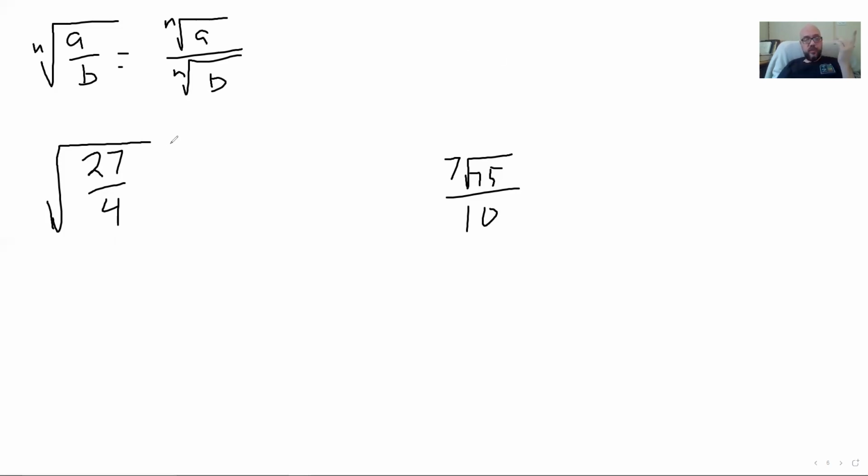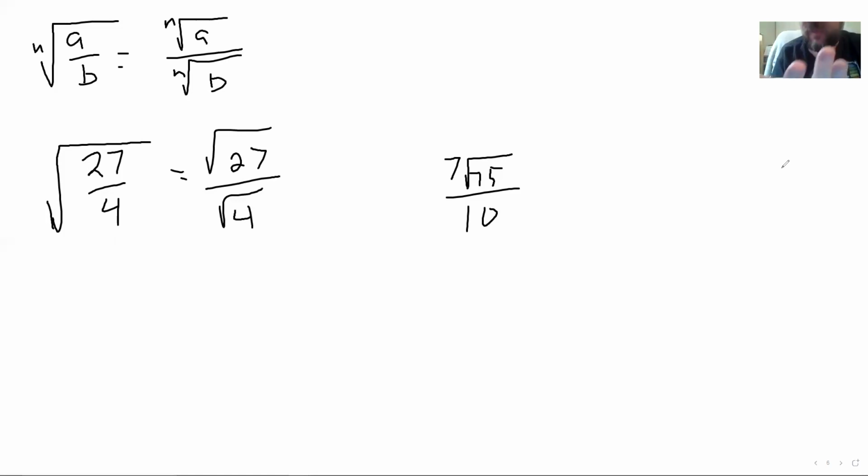So something like this, the square root of 27 over 4, I can split that up into the square root of 27 over the square root of 4. And that's useful because square root of 4 is 2, right? I don't need a radical there. I can just write that as 2. Square root of 27, we can simplify. So 27, 3 times 9, that's 3 times 3. So I got 3 to the third.